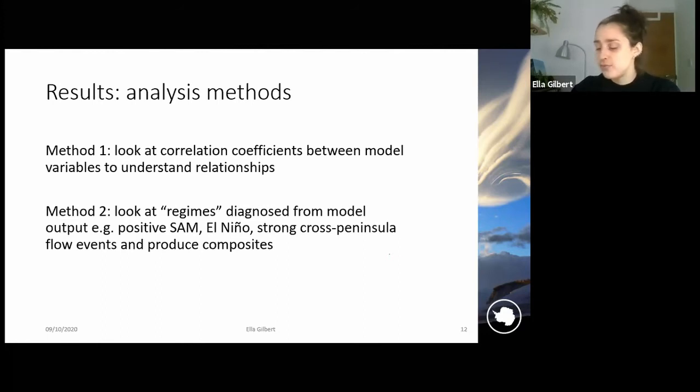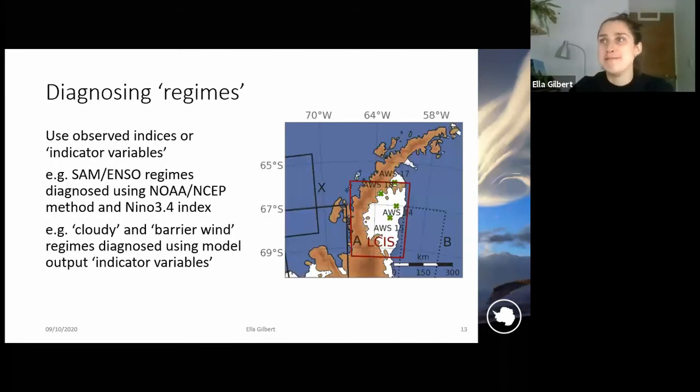These regimes are things that I've identified from the literature or from general knowledge of the Larsen C ice shelf that I know may be important in causing surface melting. That's things like the Southern Annular Mode, El Niño, Fern events, this kind of thing. And I'm diagnosing those regimes and producing composites of the mean conditions when those conditions are diagnosed. So this is quite an important concept, so I'm going to go into a little bit more depth on that.